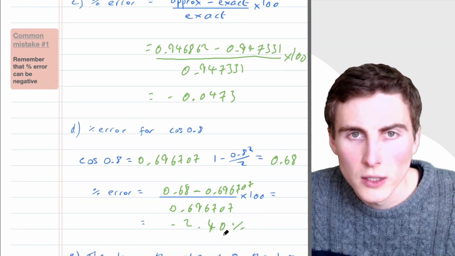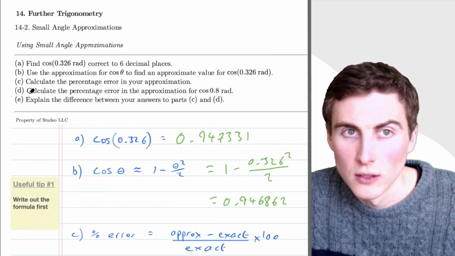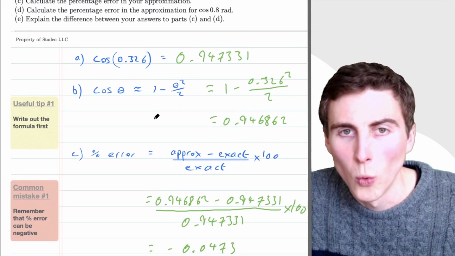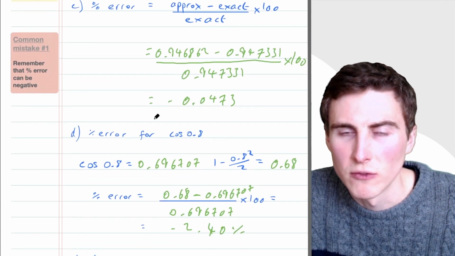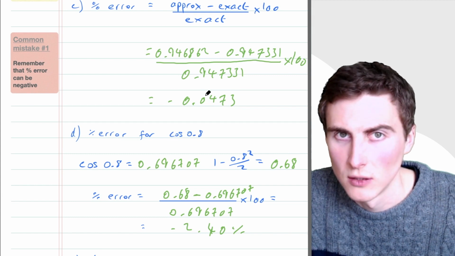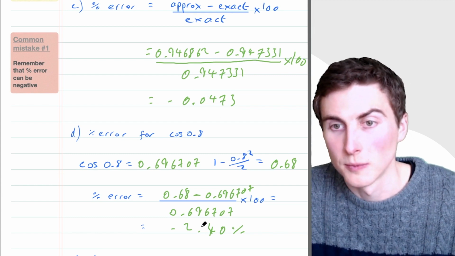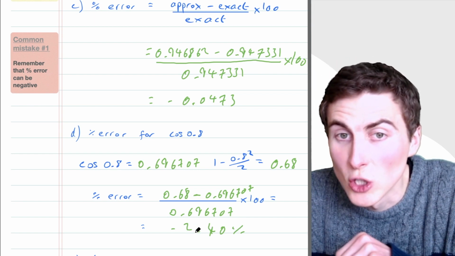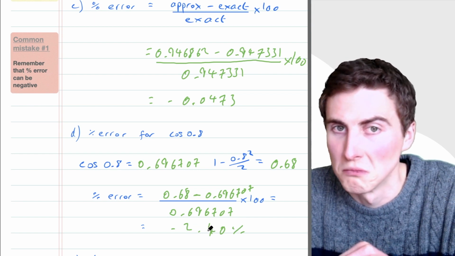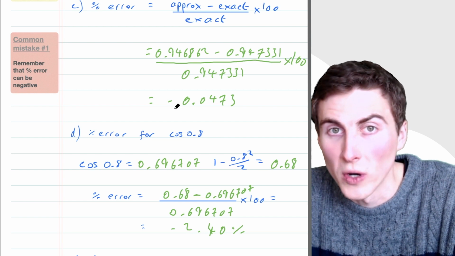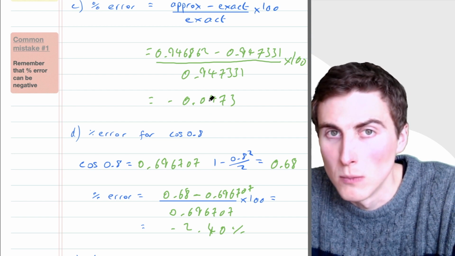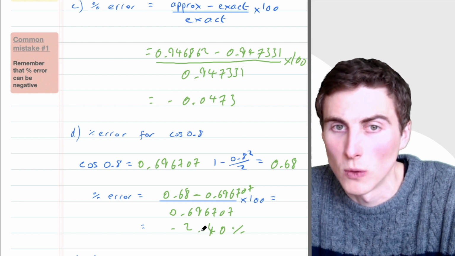If we look at the last question then, explain the difference between your answers to part C and part D, what they're really asking about is the difference between this percentage error and this percentage error. And the main thing to notice here is that this is much bigger. Yeah, this one was like nearly 2.5% out, which is fairly big. Whereas this was way less than 1%. So this was like a much better approximation than this one.